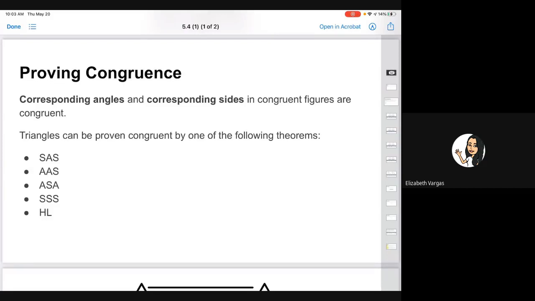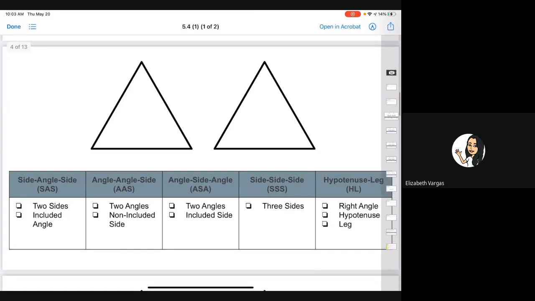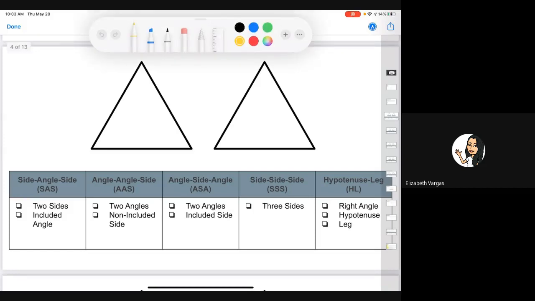So let's look first at the side angle side theorem. What we need to prove is that two sides are congruent and then the included angle. Remember that the included angle is formed by two sides. So I have a side here and a side here. The angle that is formed by those two sides is our included angle. So to use the side angle side theorem, I want to prove that any two sides are congruent, and then the included angle. For example, if these two sides were congruent to these two sides, then I also need to prove that the included angle is congruent to the other triangle's.